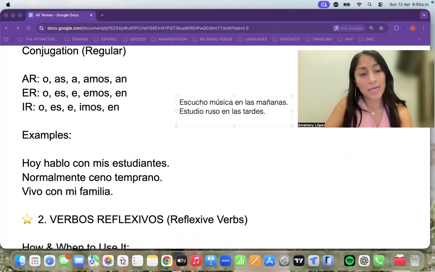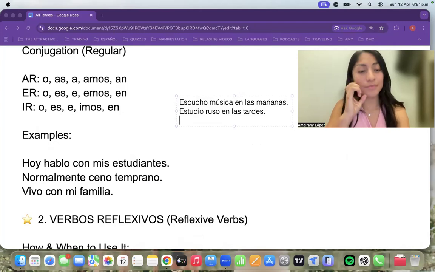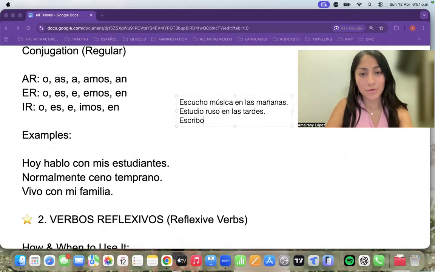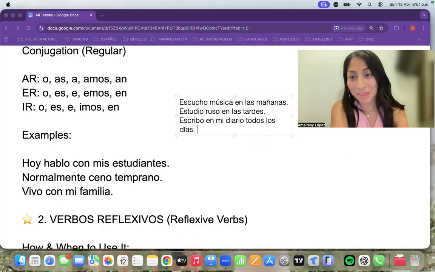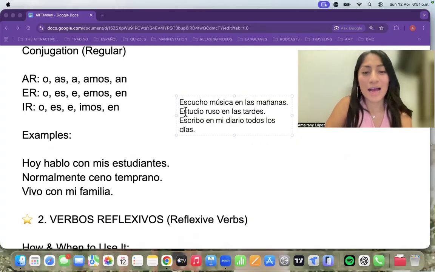And another one is, let me think. Trying to think of things that are not right here. Escribo en mi diario todos los días. So I write in my journal every single day. Okay, so these are my three sentences.